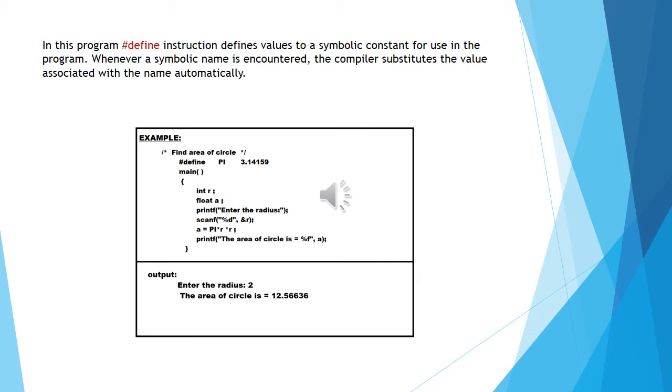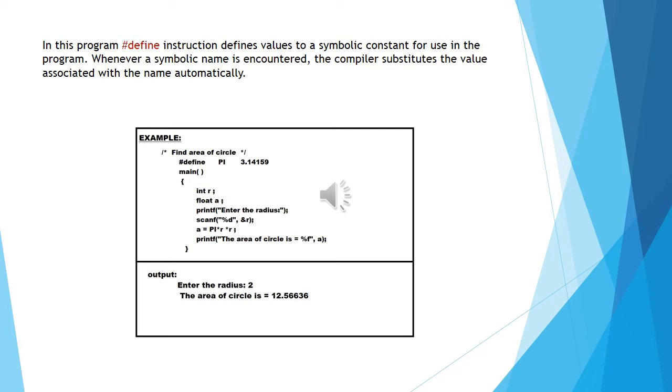printf is an output statement. Here we are asking to enter the radius. scanf is an input statement, so here the method is you have to write %d in quotes and the address of r to read the radius from the user. Now the next statement is a = pi * r * r.